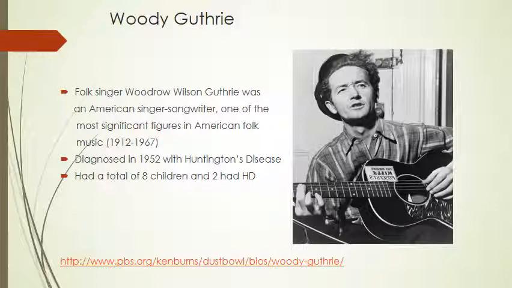He had a total of 8 children, and 2 of them had Huntington's disease. A few of his children died young, so there might have been others who developed it at a later time. If you'd like to follow this link, you can go to Ken Burns' story about the Dust Bowl, and you can hear Woody Guthrie sing, and you can hear a little bit about Woody Guthrie in the narration.